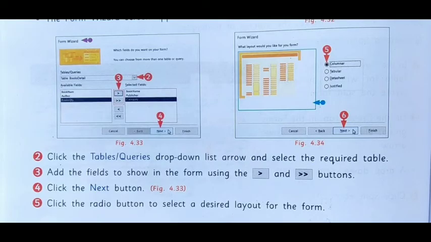Click the Tables/Queries drop-down list arrow and select the required table. Add the fields to show in the form using these buttons. Click the Next button. Click the radio button to select a desired layout for the form.